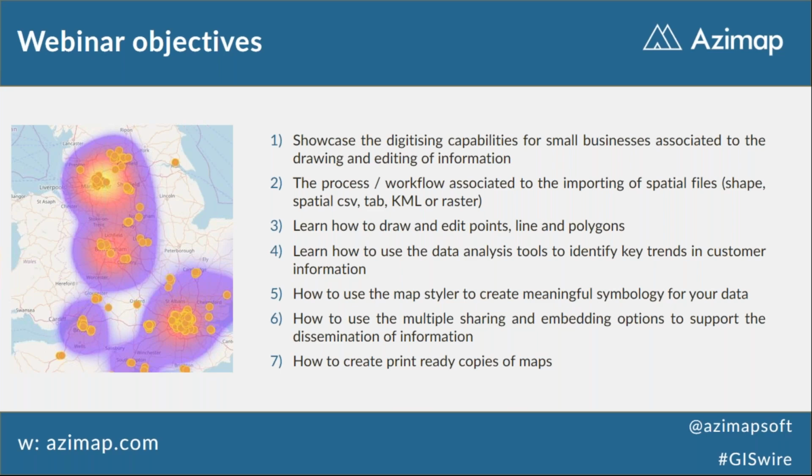For the purpose of this webinar, we will demonstrate how to import CSV and shapefiles. However, it is important to highlight that all major spatial files can be imported into Azimap, for example, raster, KML, and tab files. We will also demonstrate how to draw and edit points, lines, and polygons. We will showcase the advanced spatial analysis tools, demonstrate how to use the map styler to create context for your information, and show you how to share and embed maps. And finally, we will demonstrate how to create print-ready copies of your maps if you need to share these within your team.